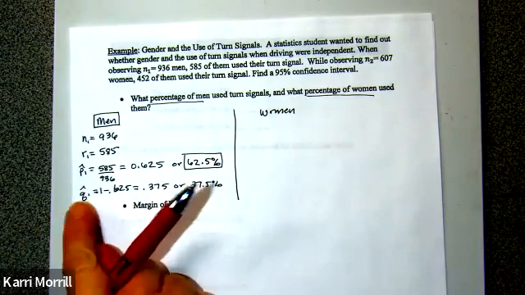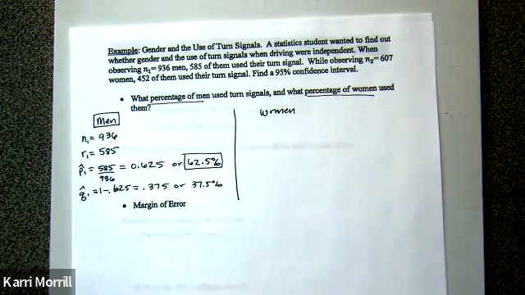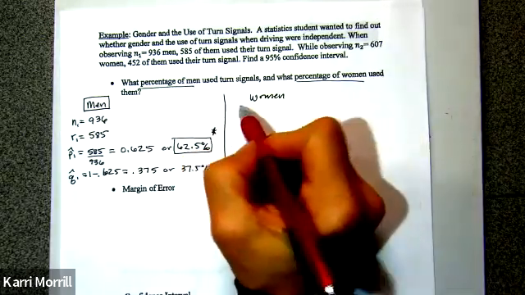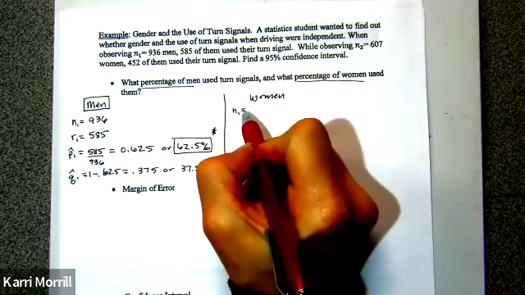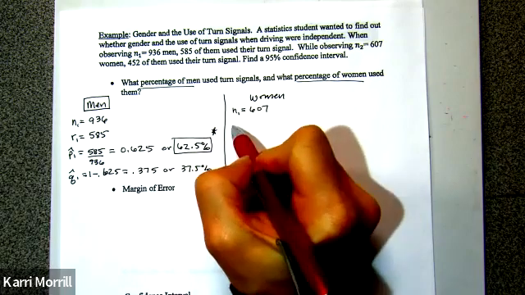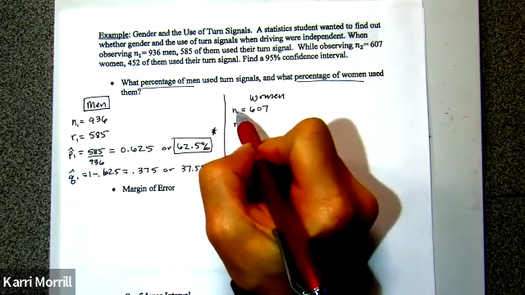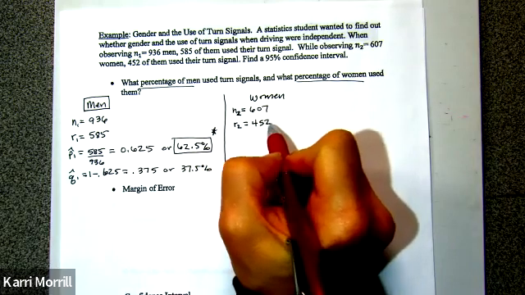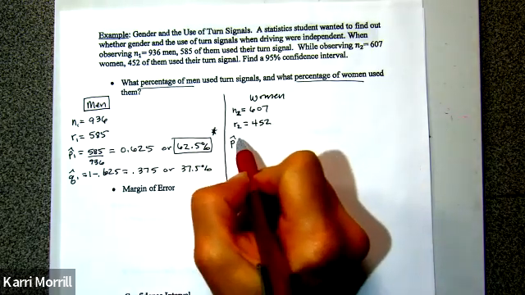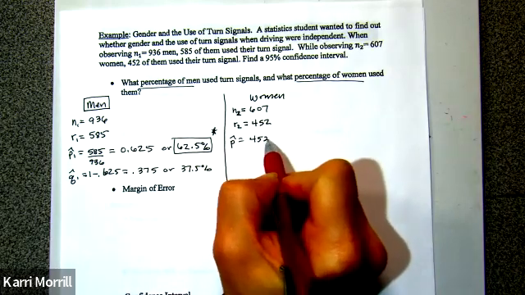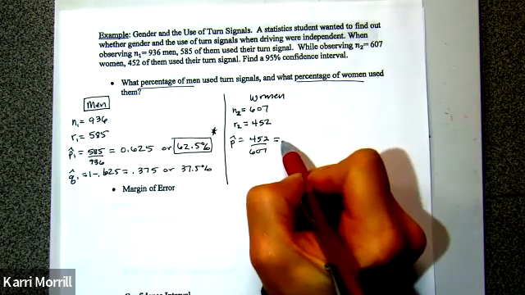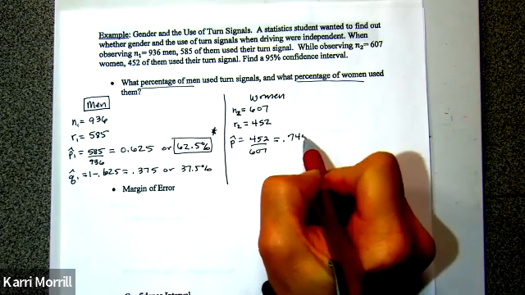But we went ahead and did the Q hats. We have to use them in our calculations. So really they were just looking for this for men, and now we need to go find our women. So they sampled 607 women, where that's n2, not n1, where 452 of them used their signal. To find P hat, we take 452 divided by 607, and we get 0.745.